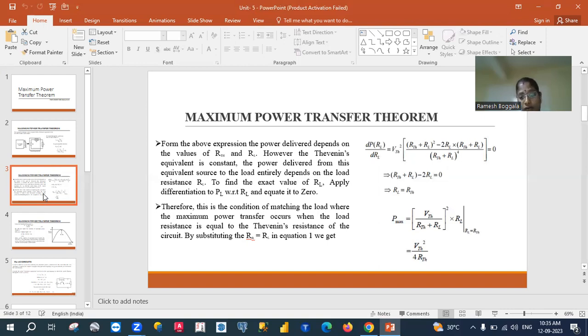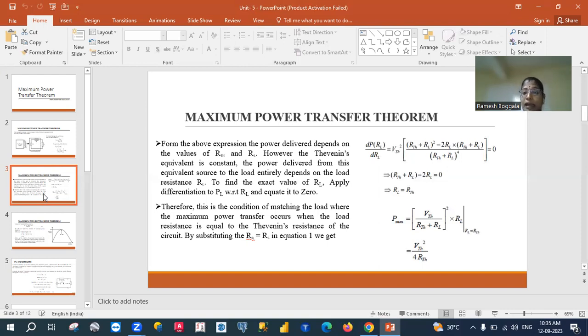The source resistance is equal to the load resistance. At that condition, the maximum power is transferred from source to load. Therefore, the condition for matching is that the load resistance equals the Thevenin's resistance of the circuit, where the maximum power is transferred across the load resistance. By substituting RTH equal to RL, we get the P max value.